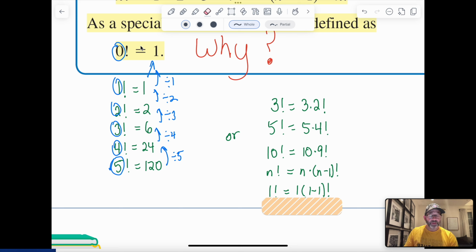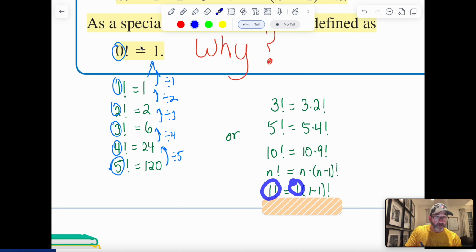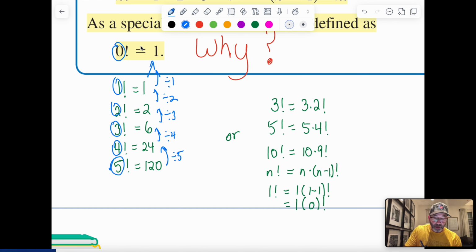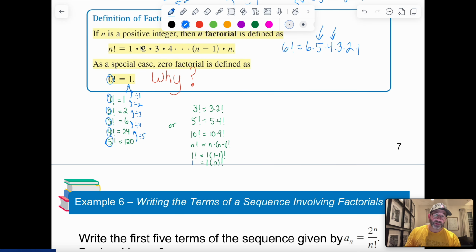So what happens when I have 1 factorial equals 1 times 1 minus 1 factorial? Well, when we look at this, the n's are the same, and we put in a 1 for n. And right here, what's 1 minus 1? That's 0. Well, if this is a 0 and I do 0 times 1, wouldn't that just equal 0? But that's not what happens. It has to equal 1. There you go. Okay. So there's our property that 0 factorial is equal to 1.